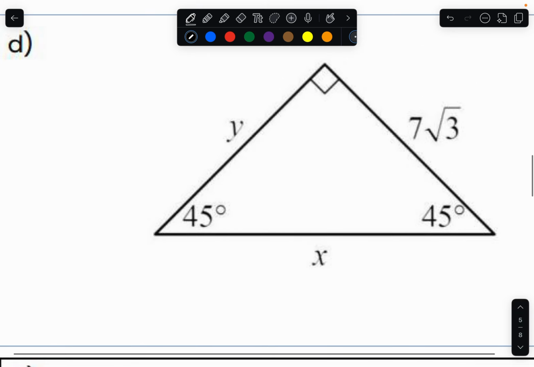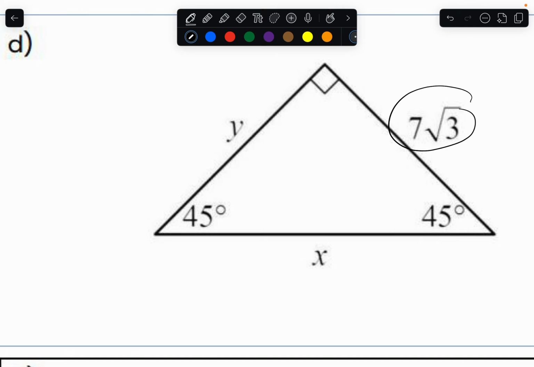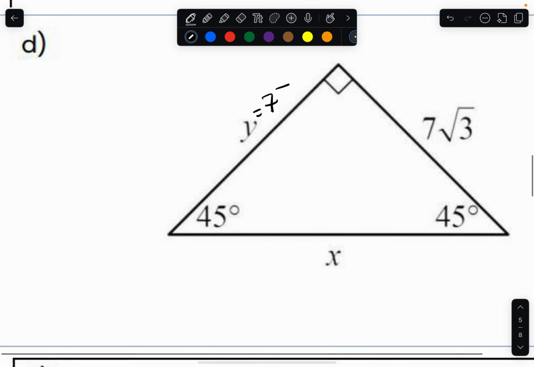Let's go ahead and do part D right here. So we know from the given that this is the 45, 45, 90 degree angle, and we're asked to find my x and my y's. Now, first of all, if it is a 45, 45, 90 degree angle, then I know its two legs have the same length. The two legs that make my right angle will have the same length. So this means if this side right here is 7 square root of 3, then this y here must also be 7 square root of 3.